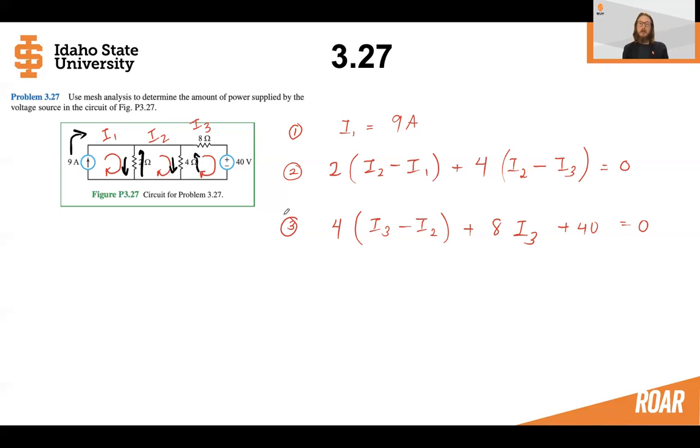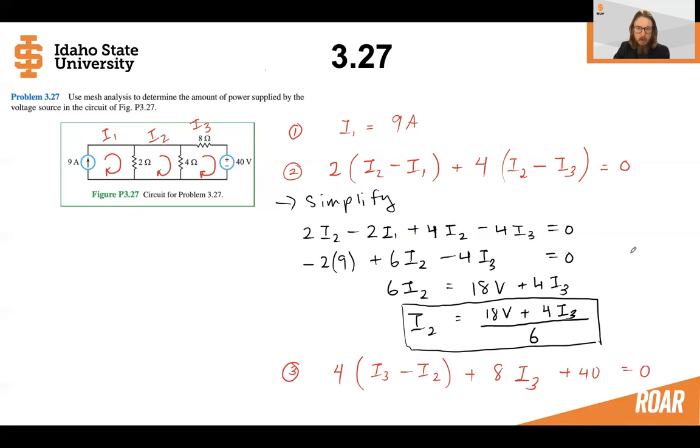Now let's make a third equation using this last loop. So we have a 4 ohm resistor, an 8 ohm resistor, and the 40 volt source. Let's say we have this 4 ohm resistor right here. So we have I3 going through it, and then I2 in the opposite direction. So 4 ohms multiplied by (I3 minus I2). Then here we have just mesh current I3 through that 8 ohm resistor, plus 40 volts. So we have that 40 volt source. So we've made another KVL.